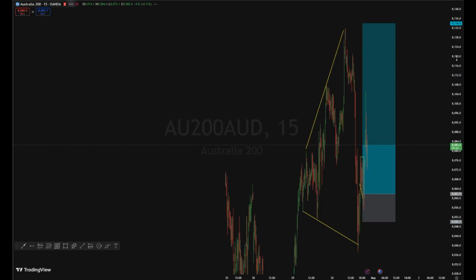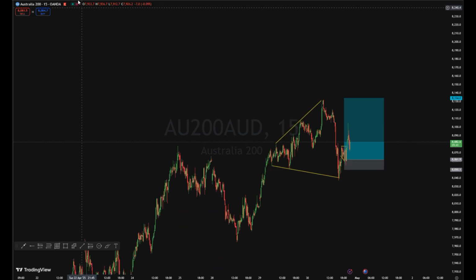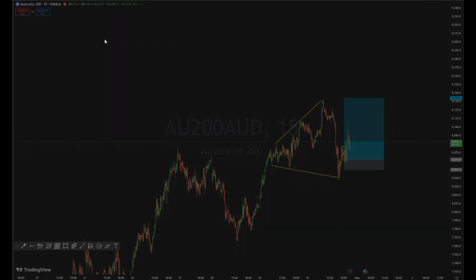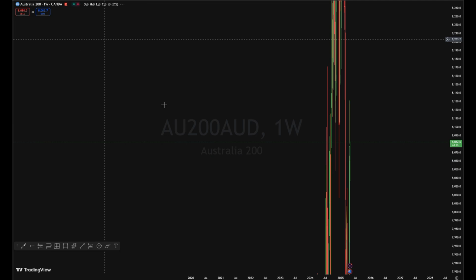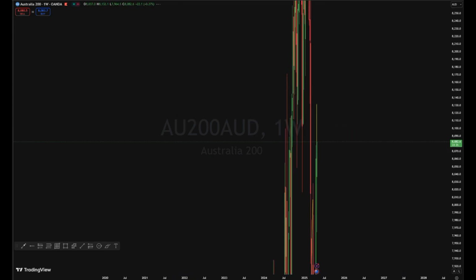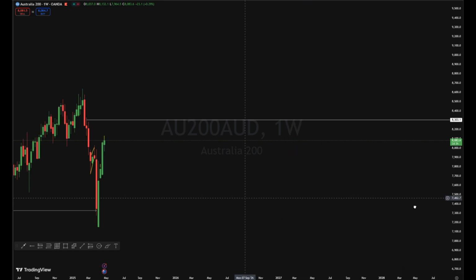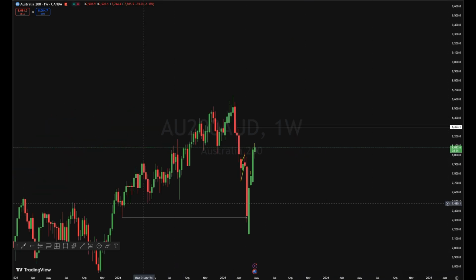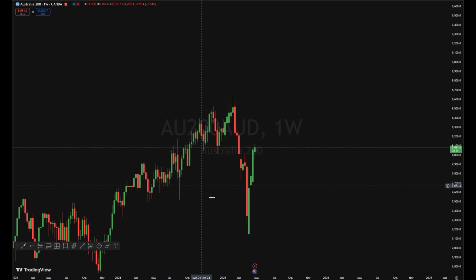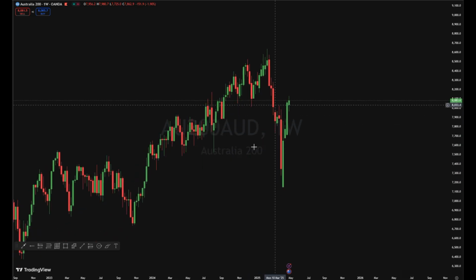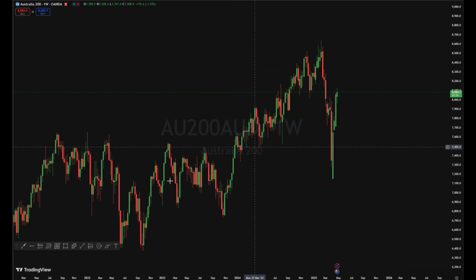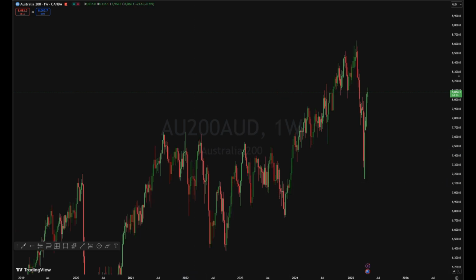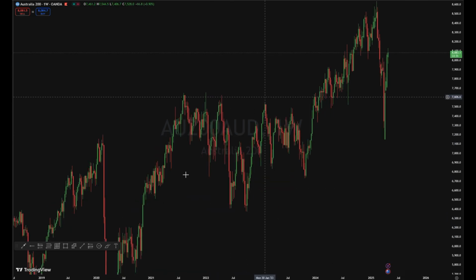So what I'm going to do is a top down analysis, guys. The last top down analysis, naked price action, guys. So yeah, looking at AU 200, okay, on the weekly time frame. I don't like to analyze too much on the weekly time frame, but I just want to show this past price action on AU 200.